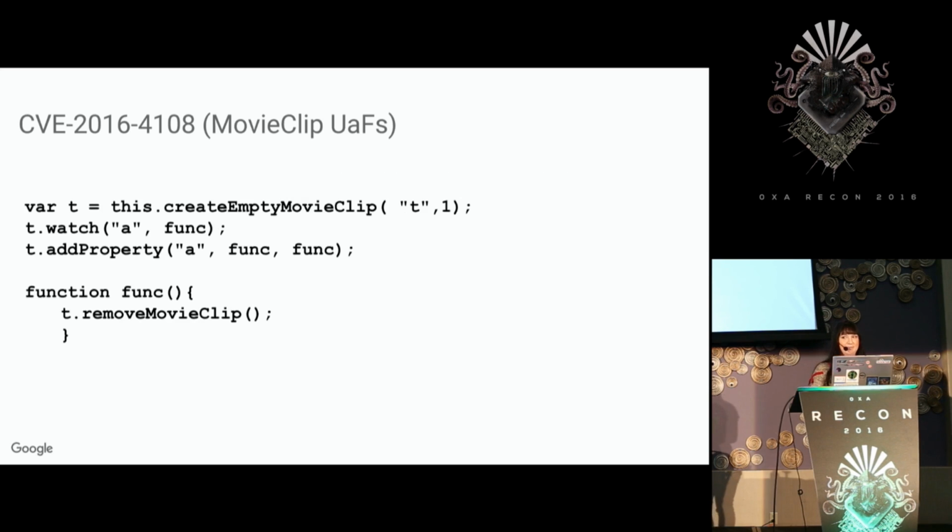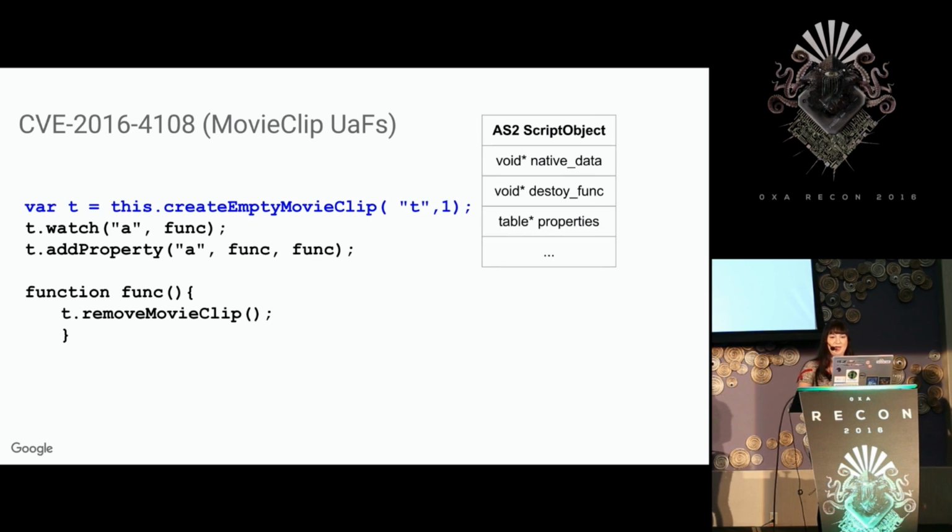So here's an example of one I found recently. I think this one was fixed in March. It's a use after free due to the add property method. So the first thing that happens is you create a movie clip, and that creates the script object and then the backing object, like I showed in the other example. And then you add a watch to the A property of the function. So I showed that there, and this once again calls into script every time you change that property.